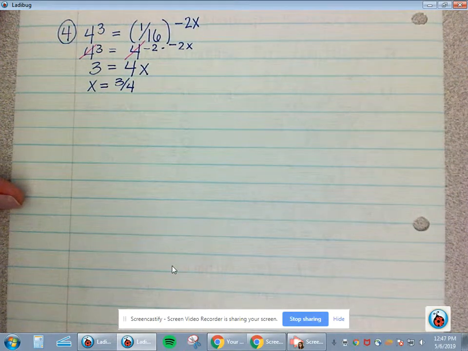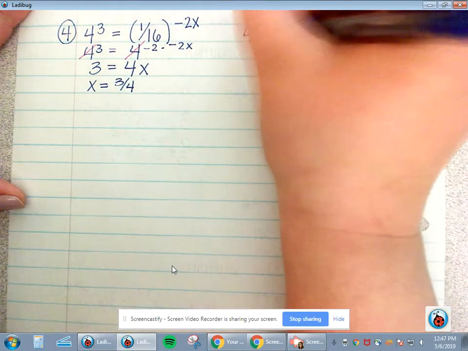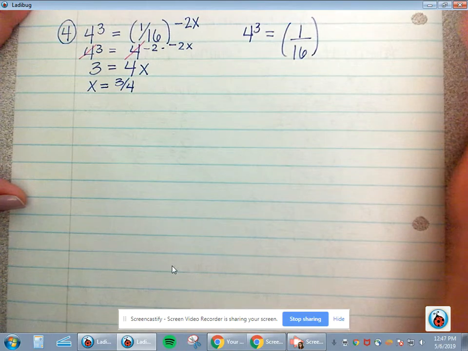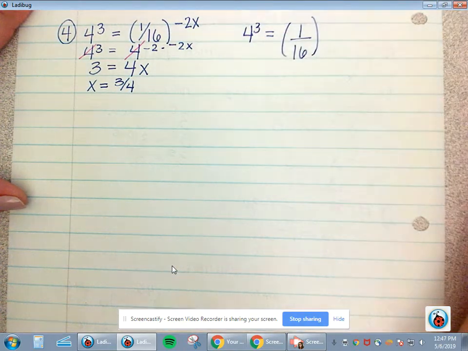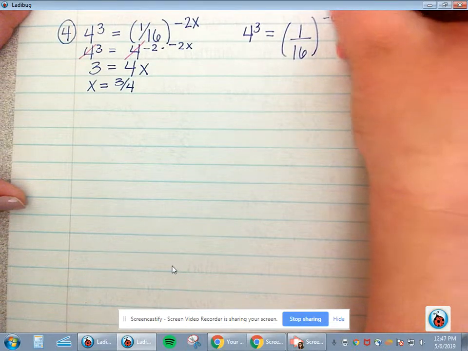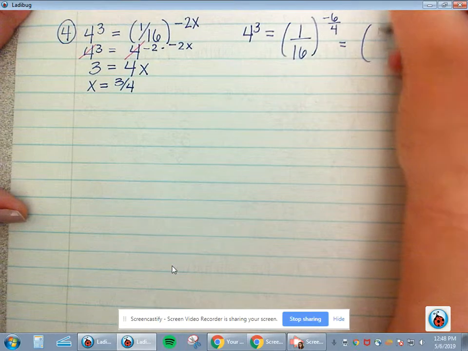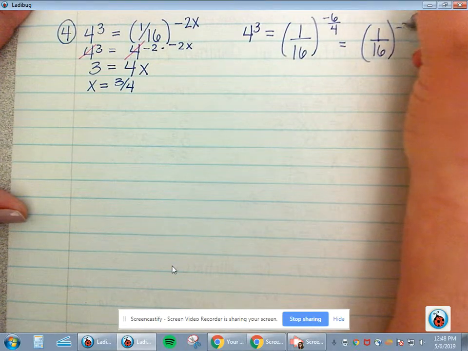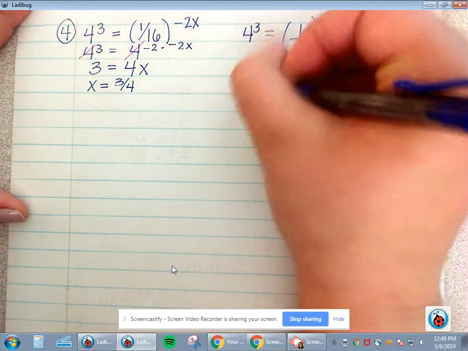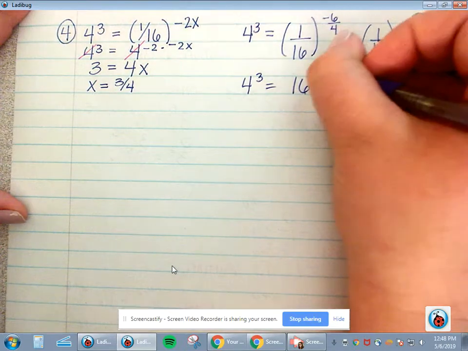All right, we can check then. So if I plug that back in, does 4 cubed equal 1 over 16 to the negative 2 times 3/4? So negative 2 times 3/4 is negative 6 over 4. So that's negative 3/2. And negatives flip the inside. So I'm going to keep messing with this right side. I'm going to make this be a 16 now and make it be a positive 3/2.